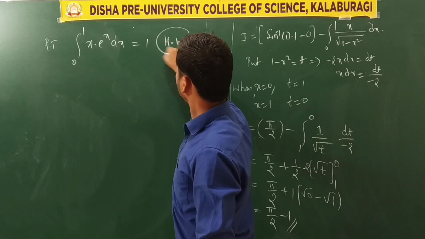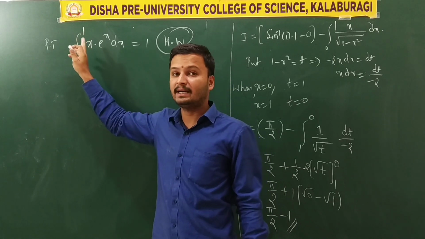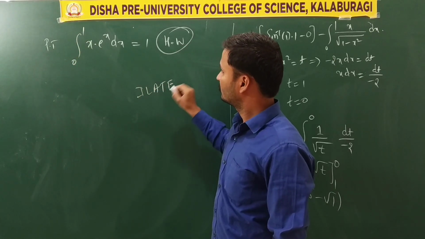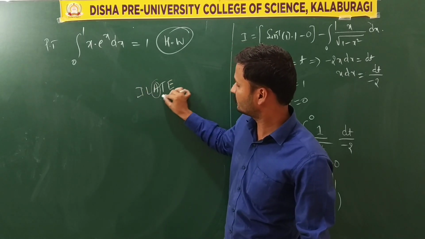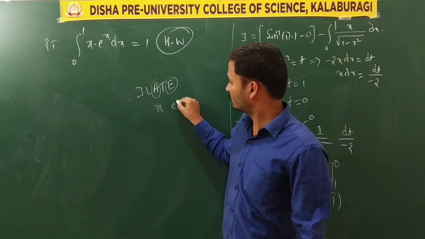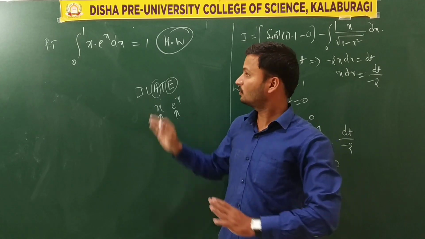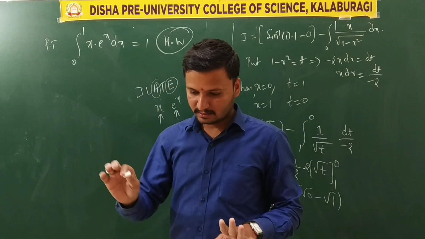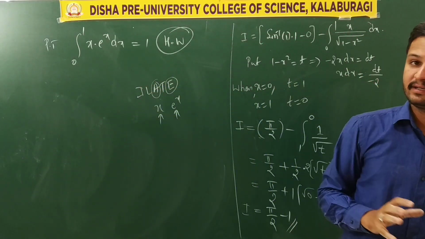Again here we need to use the by parts method. The first function by the ILATE rule: algebraic or exponential. The algebraic term comes first, then next the exponential. So here the first function is x and the second function is e raised to x. Go and solve it. The answer must come as 1. Yes, this is all about your definite integrals and indefinite integrals.